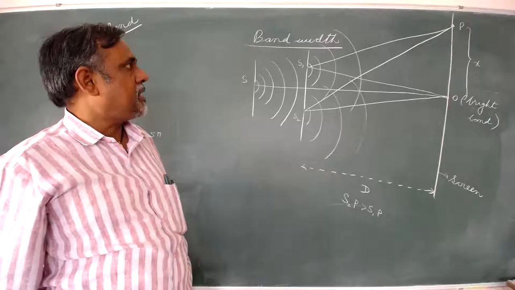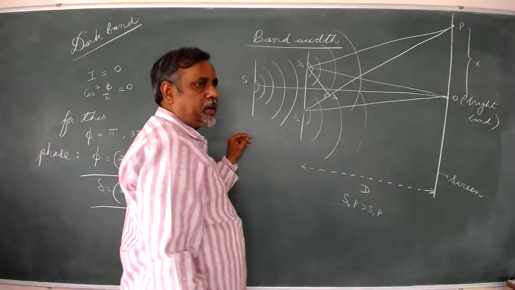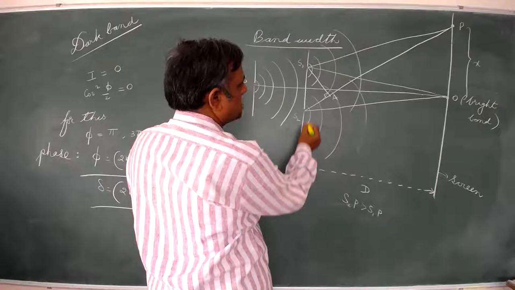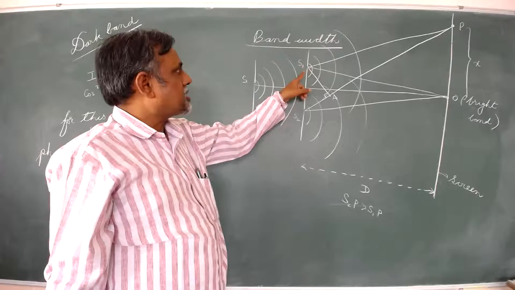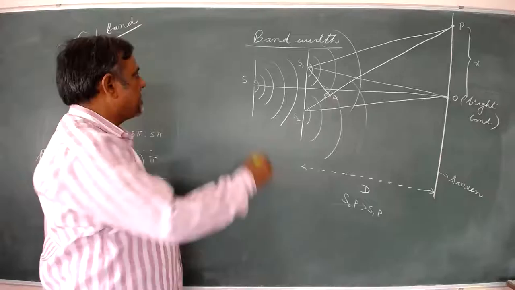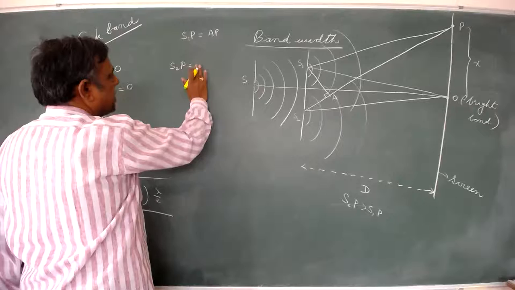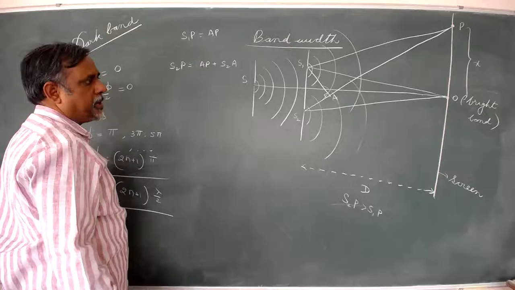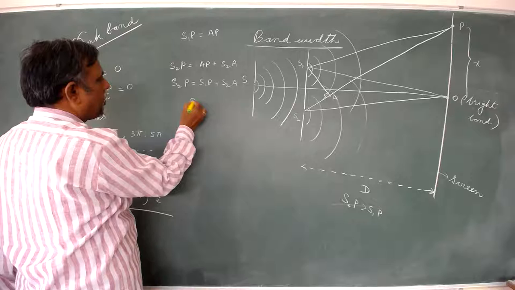Right? Now what I do is drop one perpendicular over here like this. This is the point A. When I draw the perpendicular, S1P A becomes an isosceles triangle. So S1P and AP will be equal. S1P is equal to AP. So S2P is equal to how much? S2P is equal to AP plus S2A. This AP is S1P. So S2P is equal to S1P plus S2A. Therefore, S2A is equal to S2P minus S1P.